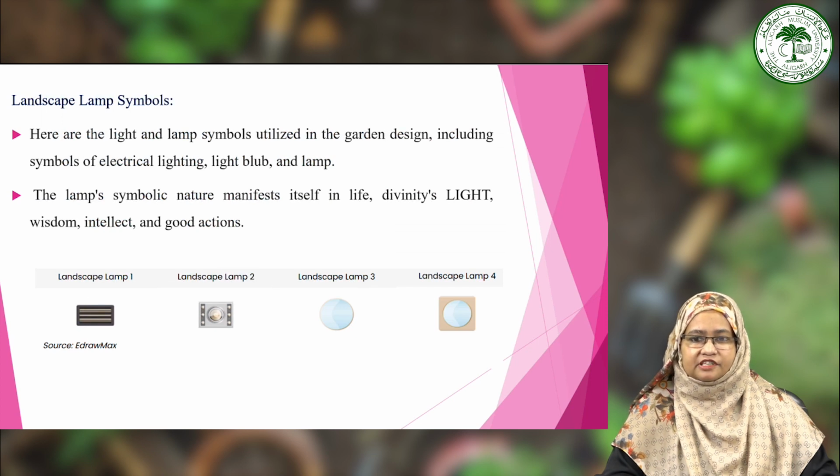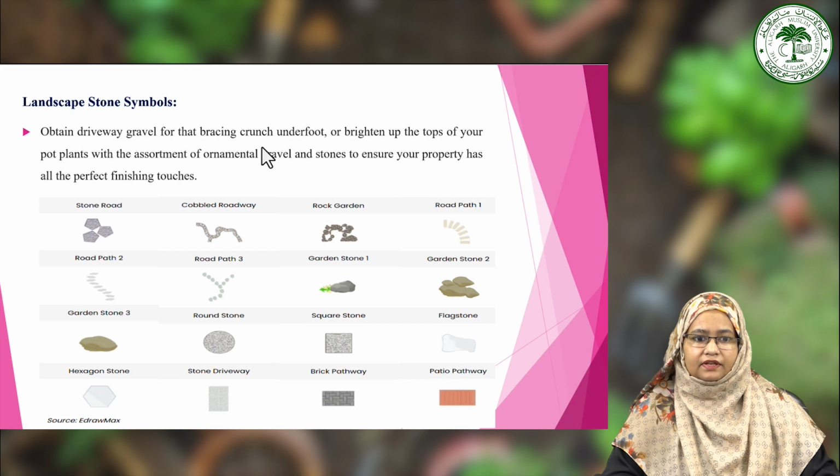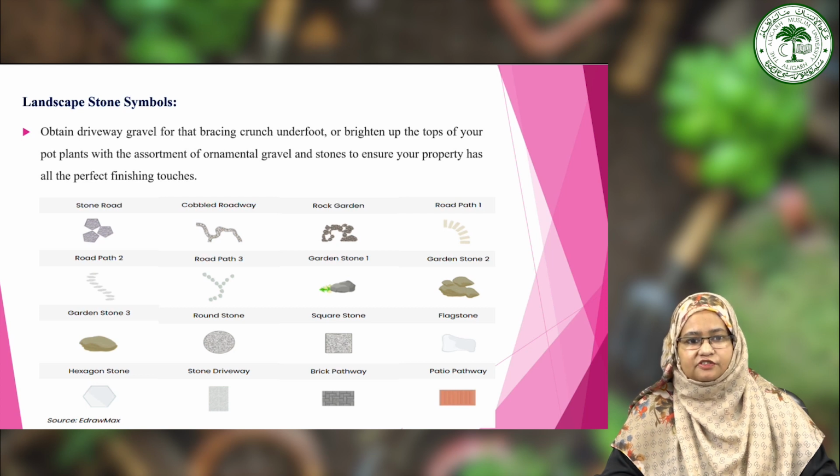Then landscape lamp symbols represent various lighting elements used in garden design, including symbols of electrical lighting, light bulbs and lamps, as we can see in this particular image. Then the next is the landscape stone symbols. They offer gravel for that crunch underfoot, or brighten up the tops of your pots. Plant with assortments of ornamental gravel and stone to ensure your property has all the perfect finishing touches. These are the different stones you can use in the landscape design and they are represented by these symbols.